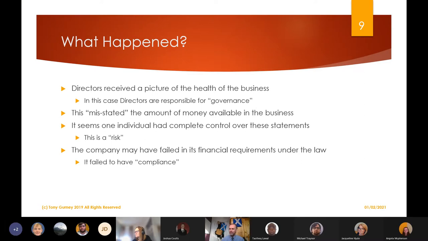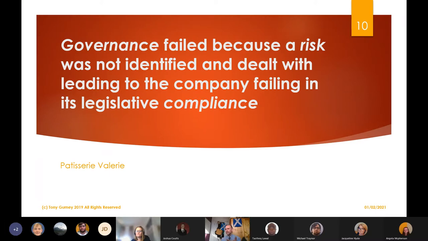And because they took that risk, and because their accounts were falsified, and because they submitted those accounts, and if you're a company, you have a legal obligation to create accounts and file them with Companies House so that people know about the financial health of your company, they actually broke the law. So it didn't have compliance with the law. So there, in one snapshot, is what we are looking at. Governance failed because they didn't identify a risk. The risk wasn't dealt with, so the company failed in its legislative compliance. In this case, it was about money, but it could be anything.